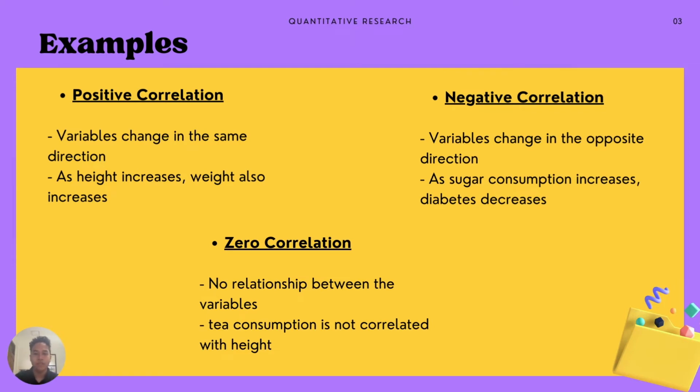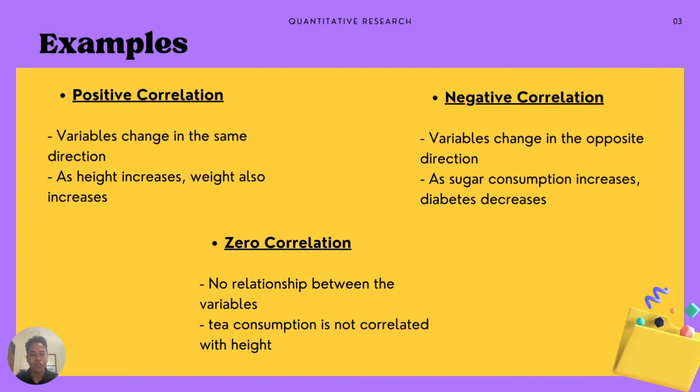Now are the examples of direction in correlational design. First is the positive correlation. The variables change in the same direction. For example, as height increases, weight also increases. Next is the negative correlation. The variables change in the opposite direction, like as sugar consumption increases, the diabetes decreases.